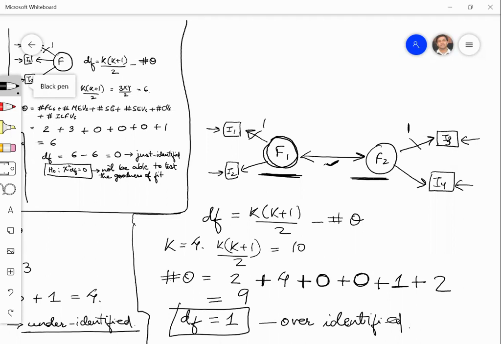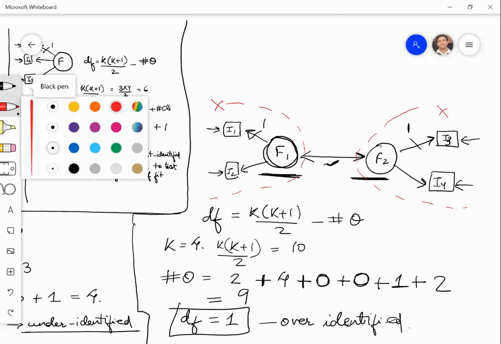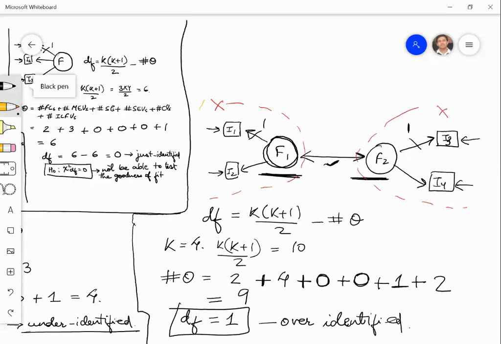So what is the message? The message is you cannot run this. You cannot estimate it standalone. This is not possible. But this together, this is possible.